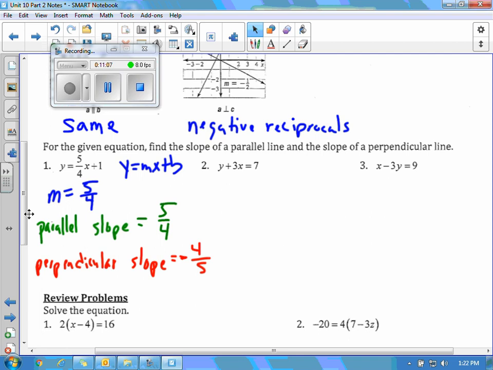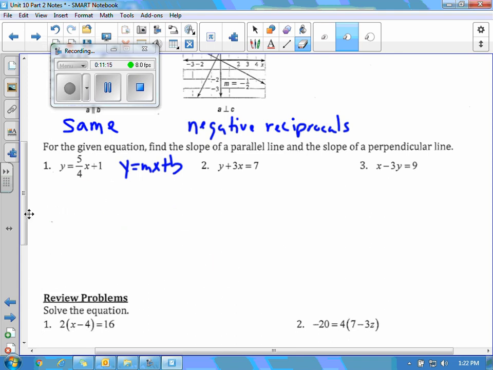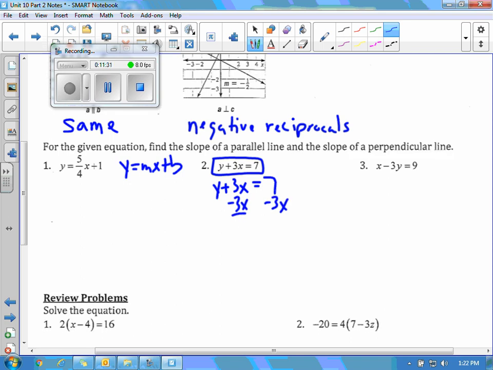Alright, let's look at number 2. For number 2, I'm not in slope-intercept form yet, so I'm going to erase this real quick just to give me some room. I'm not in y equals mx plus b form, so my first step is to turn it into slope-intercept form. So I'm going to box and rewrite. I have a 1 in front of my y already, which is good, but I need to move this x over. Since the x is positive, I need to subtract to move it over. So those cancel. I get y equals.